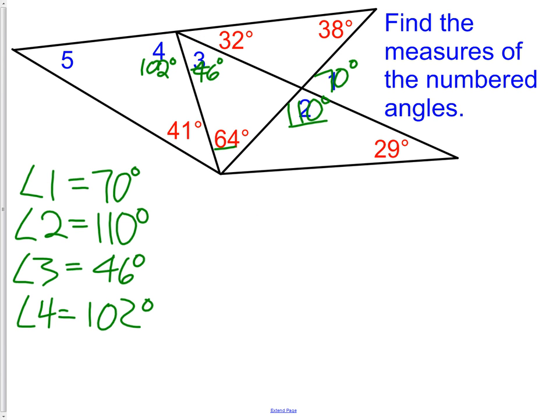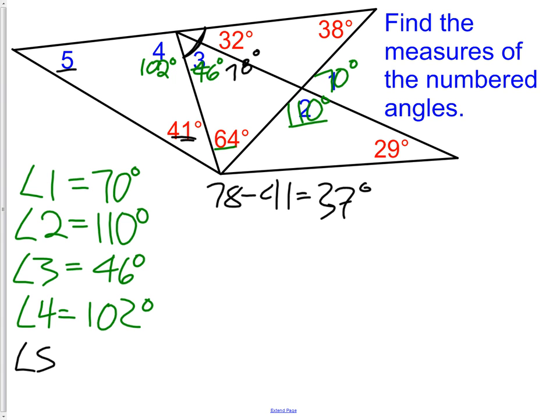Going back to this pair of angles right here that I'm marking with the black arc, they total 78 degrees, as we remember. That is the exterior angle, and angles 41 and 5 are going to be the remote interior. That means that 78 minus 41, which gives me 37, will be angle 5. We now have all of our angles.